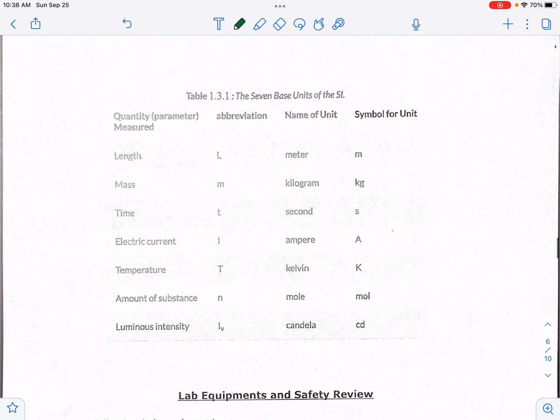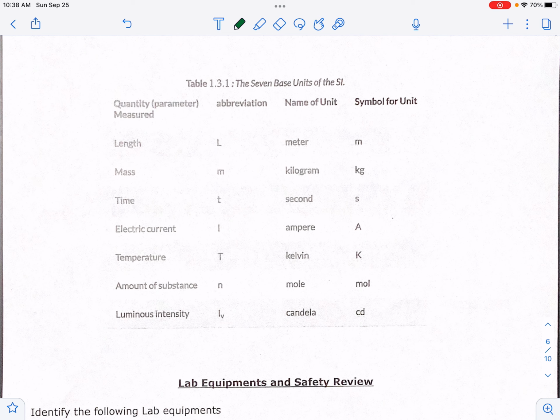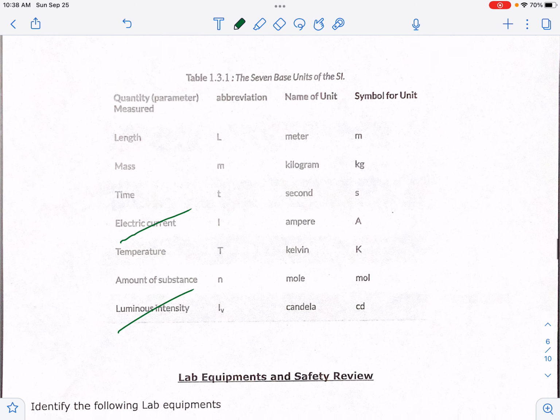Okay, now these are just your SI units again, so I would not worry about electric current. I wouldn't worry about luminous intensity. So this is just the SI units we're dealing with, but we already kind of covered that.